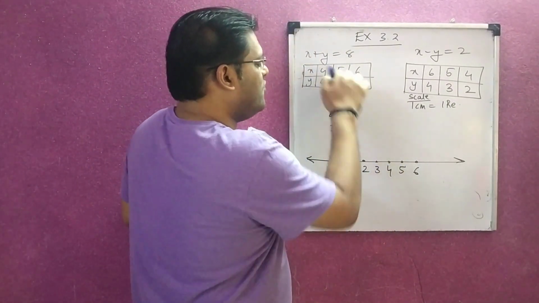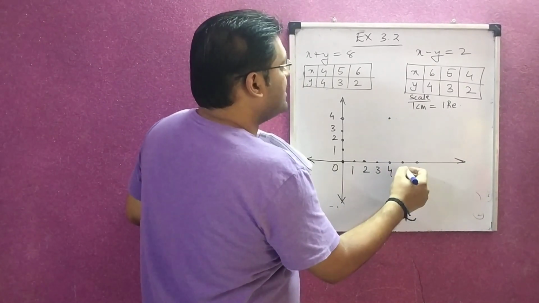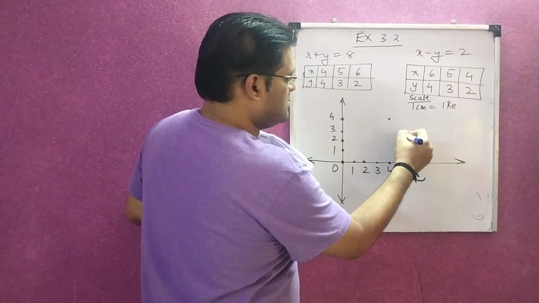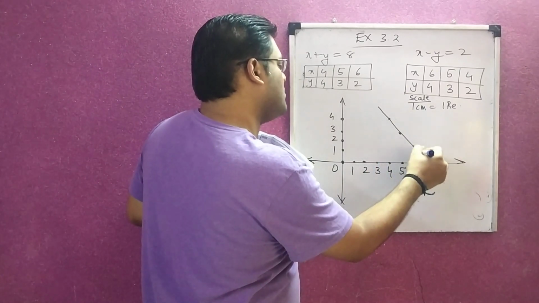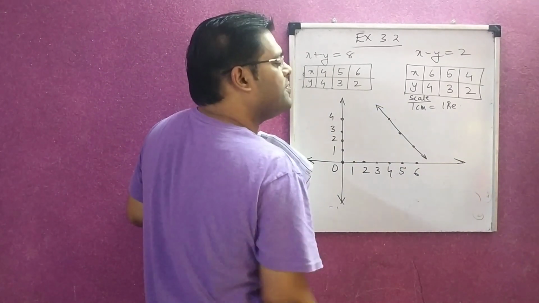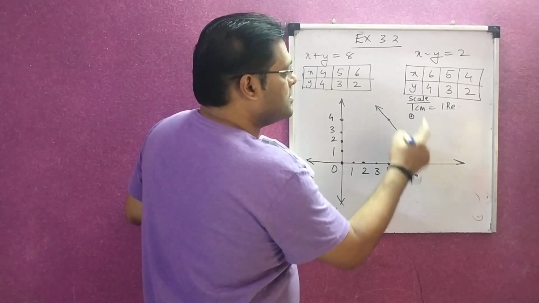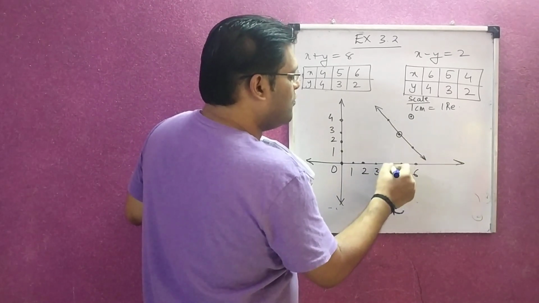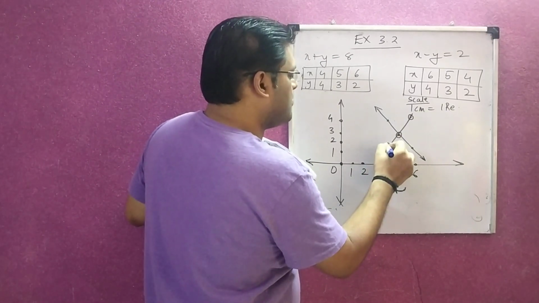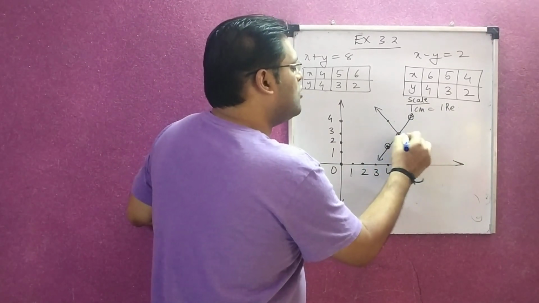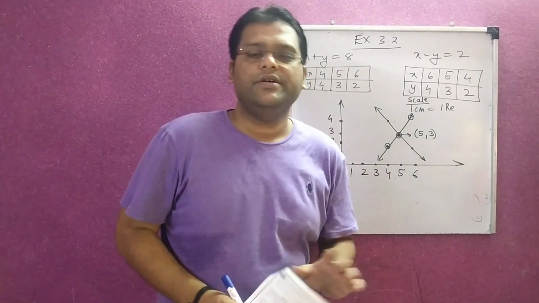Now the first point, 4, 4. Second point is 5, 3. Next point is 6, 2. Join a line. Next point 6, 4. Then once again the 5, 3 common point and 4, 2. Once again we join the line. So 5, 3, that is the intersection point, is going to be your solution.